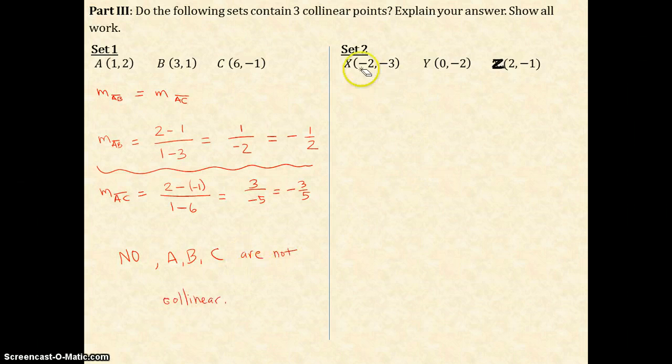But what about X, Y, and Z? You can totally tell there was never a typo here. But ignoring that, we're going to use the same logic. The slope of XY needs to equal the slope of XZ in order for these 3 points to be collinear. So the slope of XY, y value minus the y value: negative 3 minus negative 2 turns into plus 2, over negative 2 minus 0.